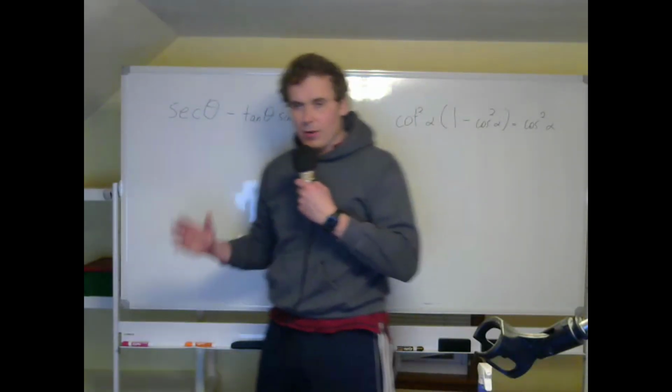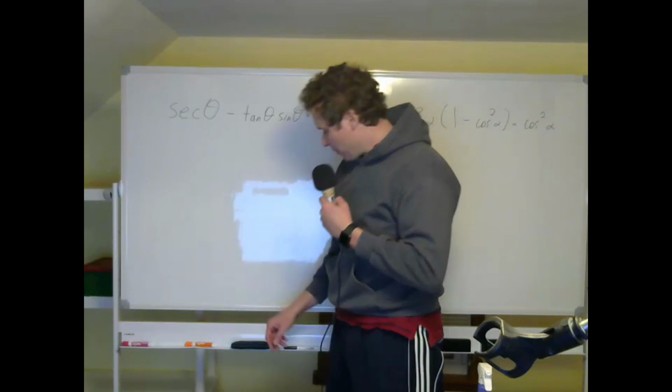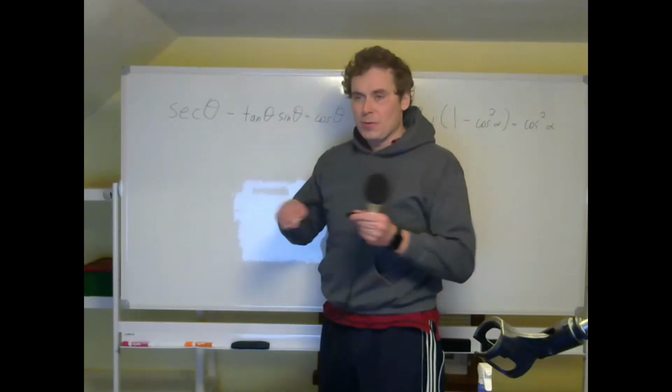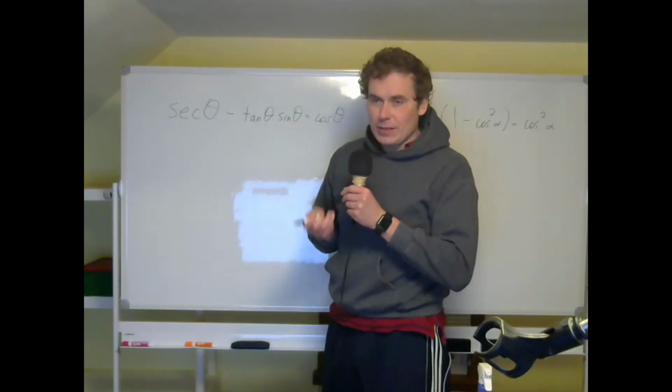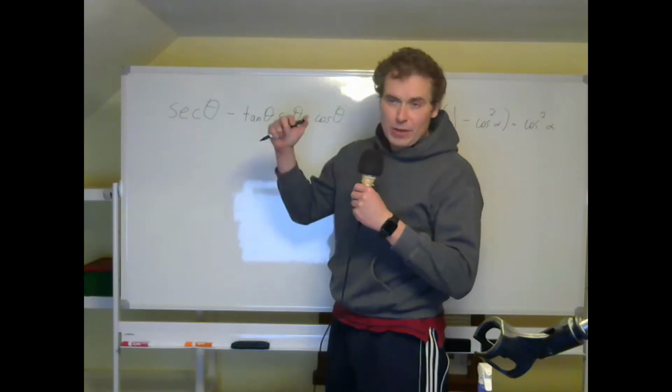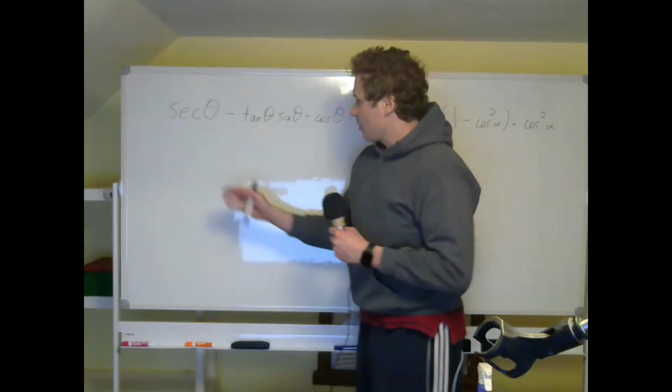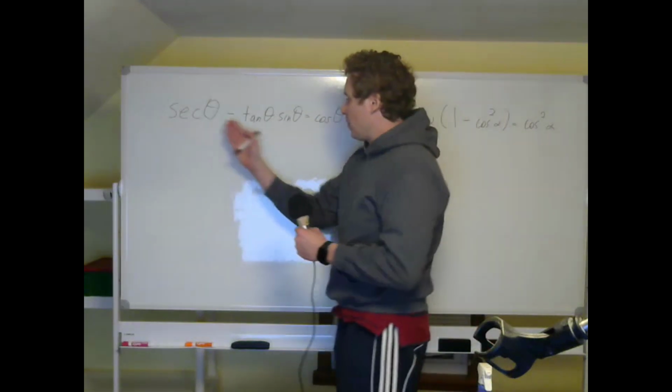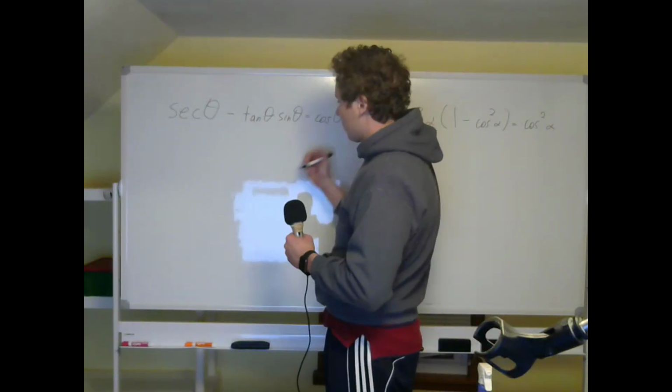Alrighty, so what we have here are two trig identities that we're going to prove. We're going to simplify these and then cancel out like terms in the numerator and the denominator. So let's go ahead and start. We'll start with this one: secant of theta minus tangent theta sine theta equals cosine theta.